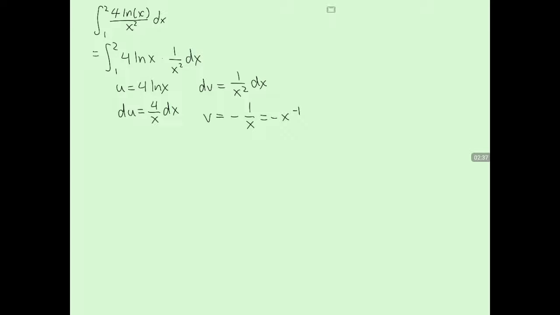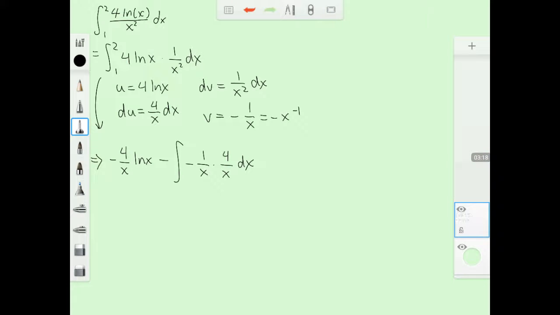So right now, we are going to rewrite our integral. Instead of doing the definite integral, I like to write this as the indefinite integral and then evaluate everything at the end. So we can write this as negative 4 over x ln x, and then we are going to subtract the integral of v times du. So this is going to be negative 1 over x, and du is 4 over x dx.